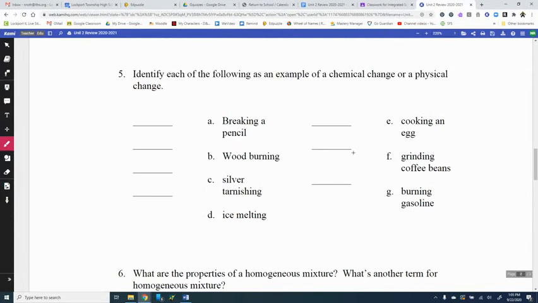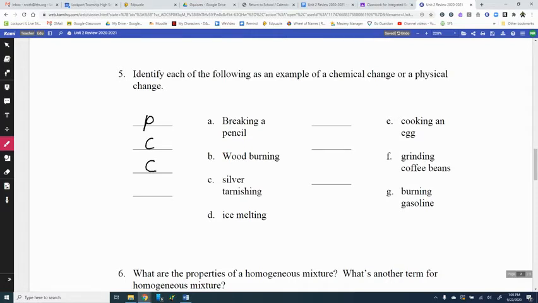Breaking a pencil, that would be a physical change because we are not making a new substance. We're just breaking the same substance in half, and now we have two of that same substance. Wood burning, anytime anything burns, that's going to be a chemical change. Silver tarnishing, that's the same as rust. So rust is a chemical process, as is tarnishing.